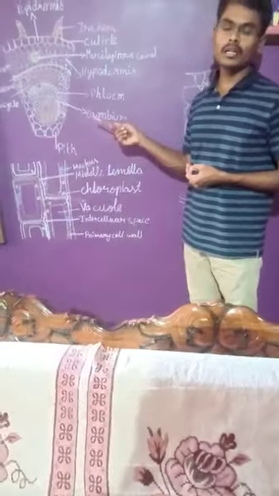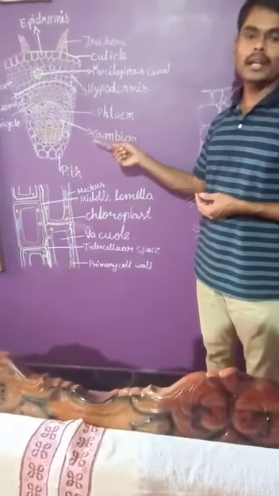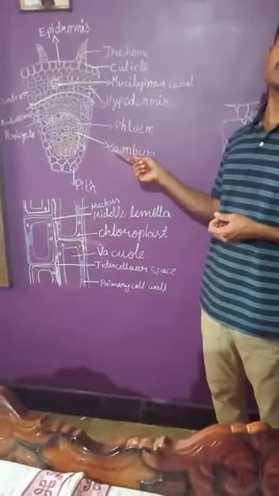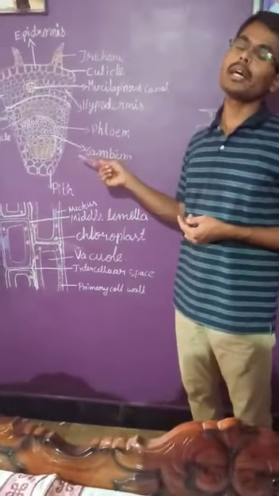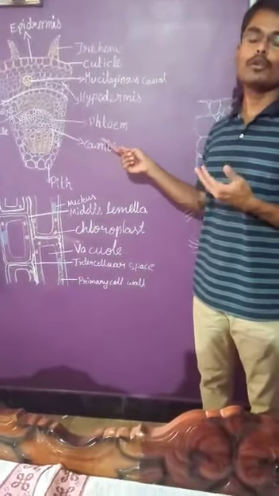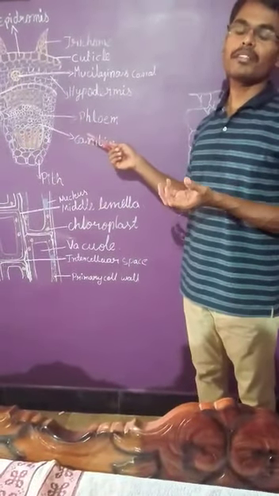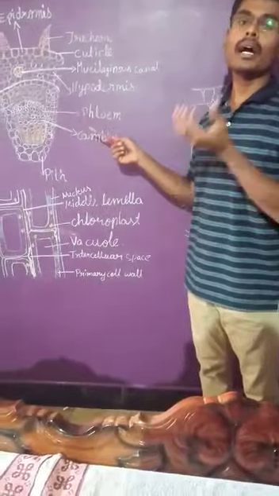And one more thing, the parenchyma we can see in the aquatic plants also. Due to the presence of this parenchyma in the aquatic plants that float over the water body, it forms some kind of buoyant force.